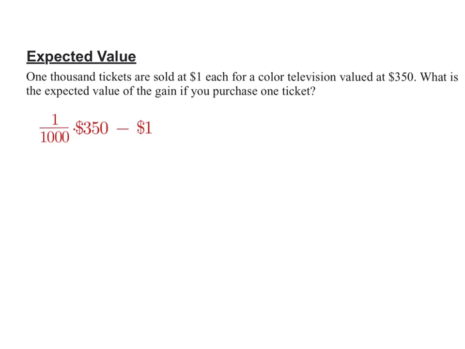So the expected value is not going to be a win. If my probability of winning is 1 out of 1,000, we expect to lose, because the probability of winning is very low. So what that looks like is that I expect to lose 65 cents.